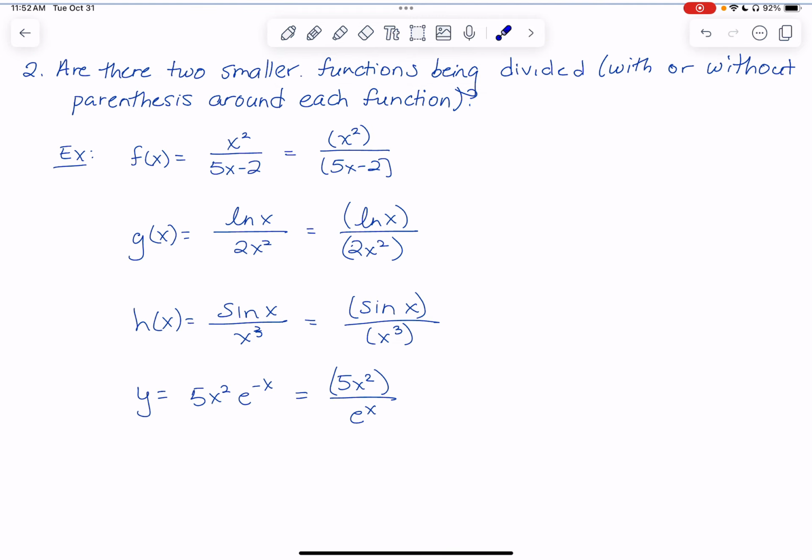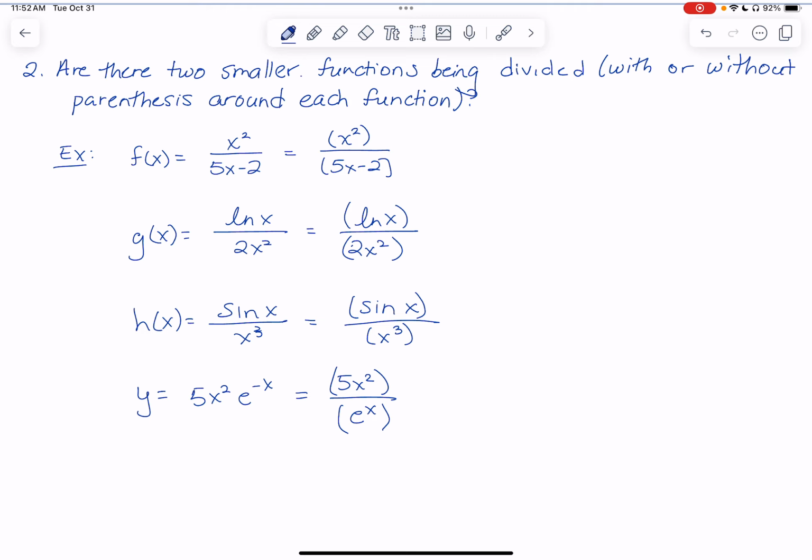So sometimes it's easier to see these if you put the parentheses around them. It's easier just to identify, and I left them off that e to the x down there because I'm so excited it moved to the denominator. Okay, so we have them written, and we can see that there's two smaller functions that are being divided or that form a quotient, all right?